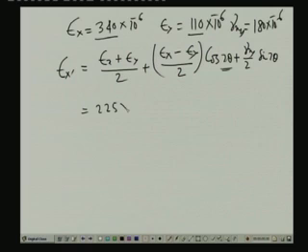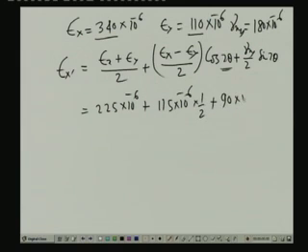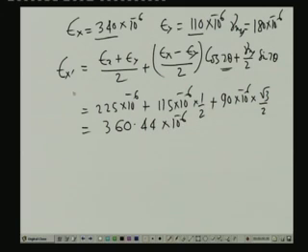So, this gives us a value of 225 into 10 to the power minus 6 plus 115 into 10 to the power minus 6 and cos 60 is half, plus gamma xy by 2 is 90 into 10 to the power minus 6 and sin 60 is root 3 by 2, and this if you compute it comes as 360.44 into 10 to the power minus 6. So, that is the value of epsilon x along the direction which is oriented at 30 degree with reference to the x direction.